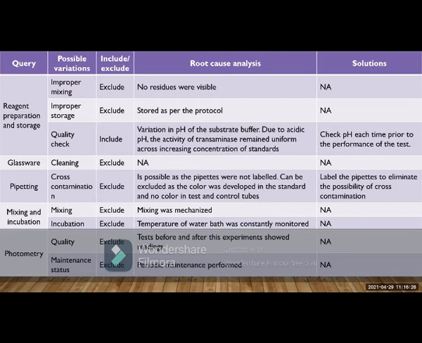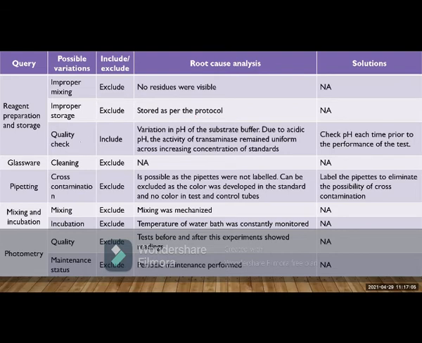Okay, so improper mixing, should we include this during troubleshooting or exclude it? We exclude this. Why? Because when they were preparing, based on their input, there was no visible residue. If the mixing is not proper, some amount of the solid chemical will remain within the beaker during preparation. It was not visible, so there cannot be. We are excluding it, so we don't have any solutions for that. Improper storage, again we are excluding, because the storage was done as per the protocol and the recommended guidelines.